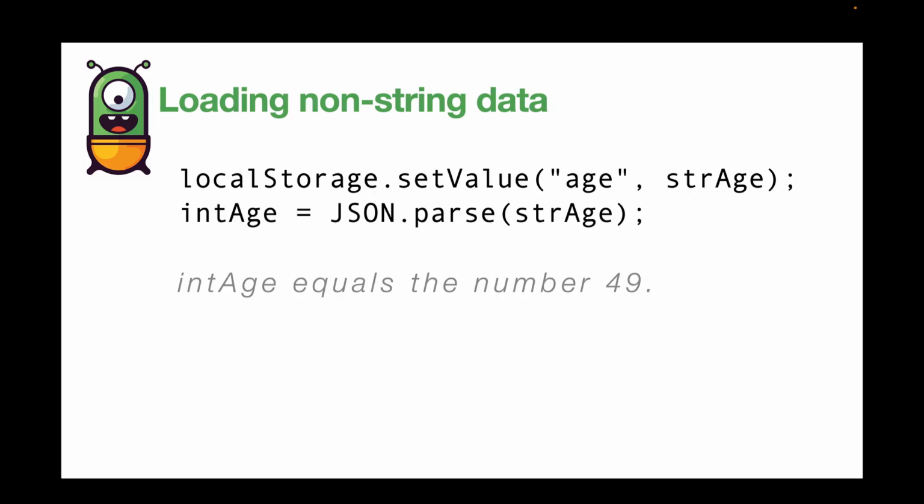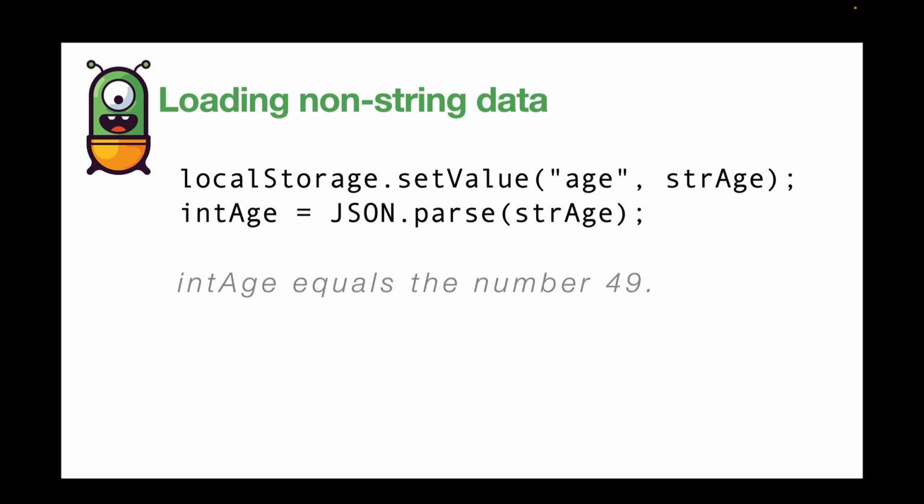Okay, so if I've saved non-string data in a local storage container, then what I need to do when I retrieve that data is convert it from a string back into whatever the actual kind of data was. So in this case, you can see here on the screen, if I'm pulling an age, which would be a number, back from local storage, I would need to use JSON.parse to take that string and turn it back into an integer. And then once I do that, int age would equal the number 49 or whatever the age was that I saved in the code.